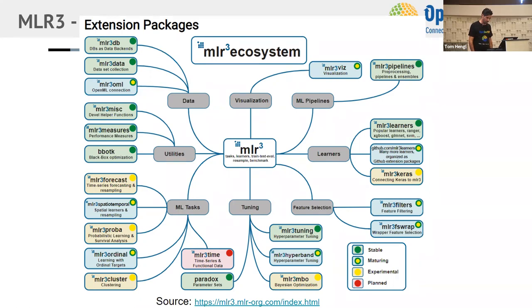And for those who are also in favor of deep learning, MLR3 Keras is experimental for now, but is developing fast. You can use it now, but it's just a bit simple, like really networked. But you can use it for tabular data, this MLR3 Keras.